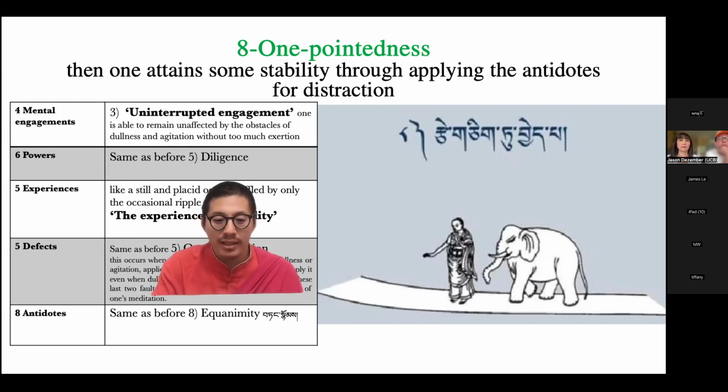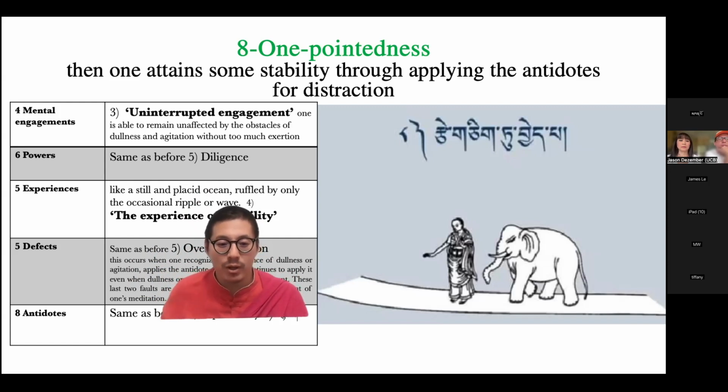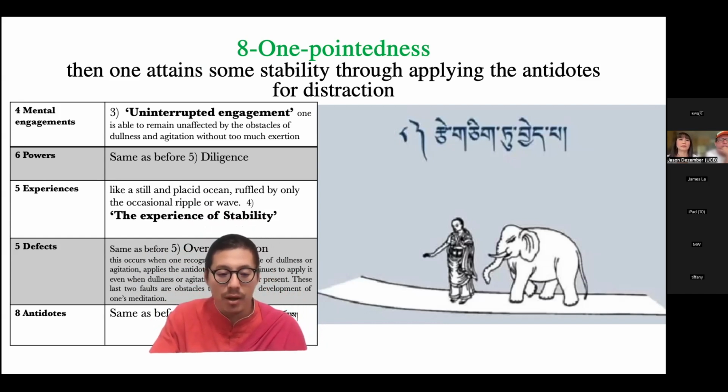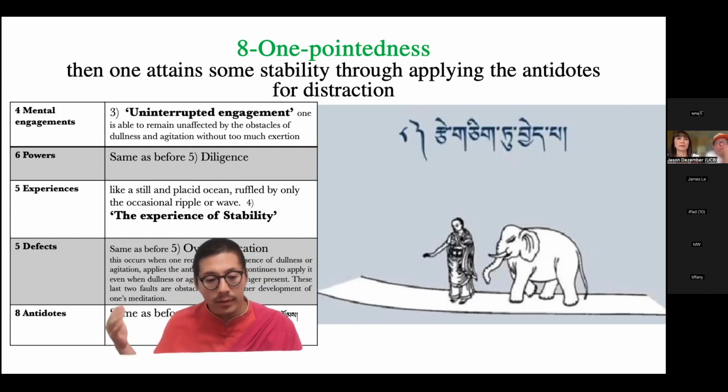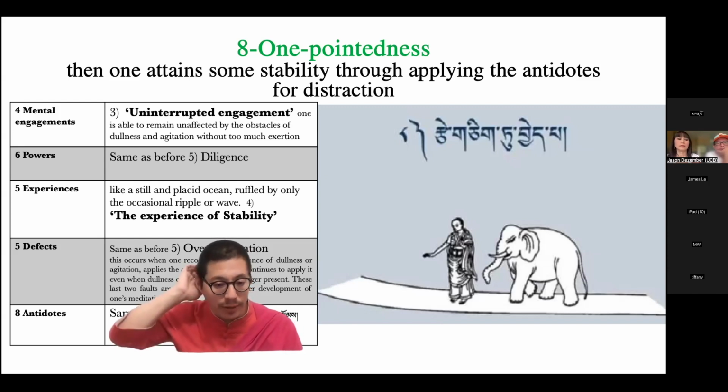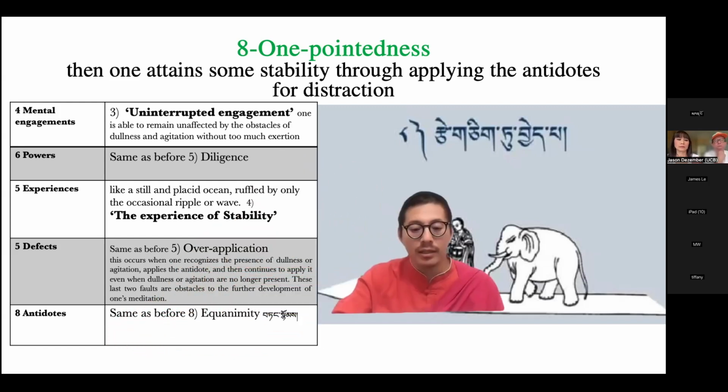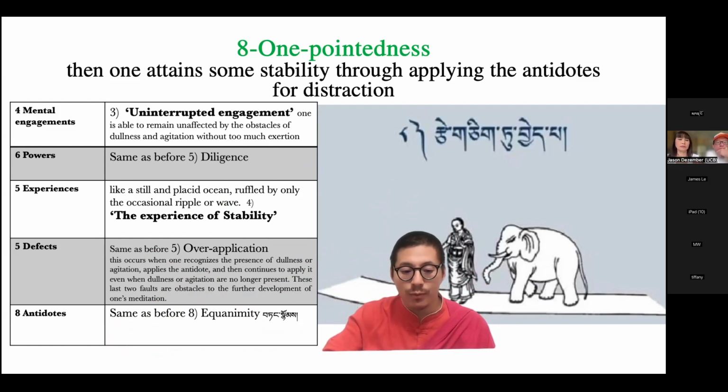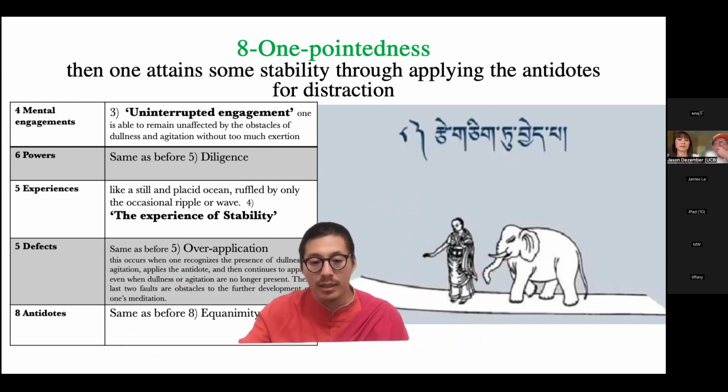But still, one is able to remain unaffected by the obstacles of darkness, and you are able to remain without too much exertion. But still, you have to apply this diligence, the power of diligence, and then you will have this experience of stability, like a still and placid ocean. You can see it's not violent like flowing water, but it is still ruffled by only occasional waves, ripples and waves, you can see that. So again, at this time you will still have the defect of over-application. You apply too much. For the eighth and ninth, you have to apply this equanimity.